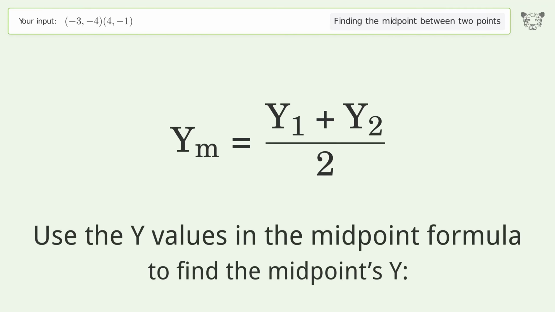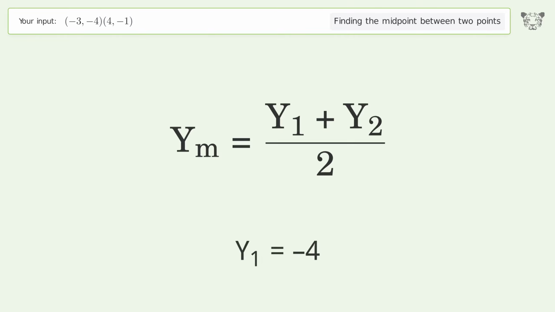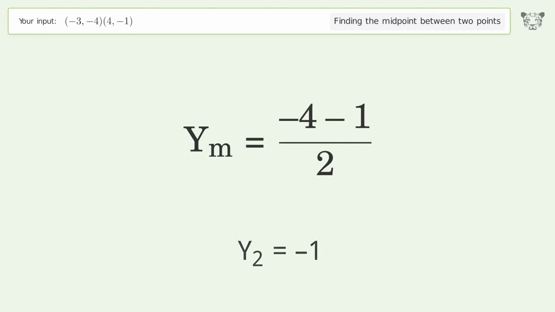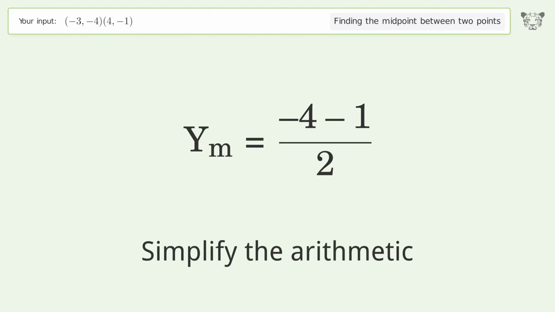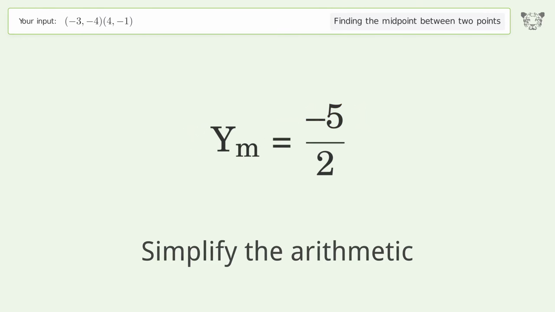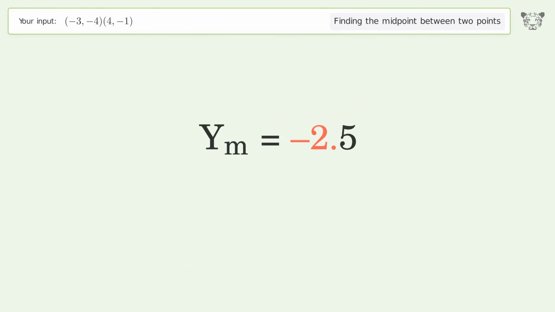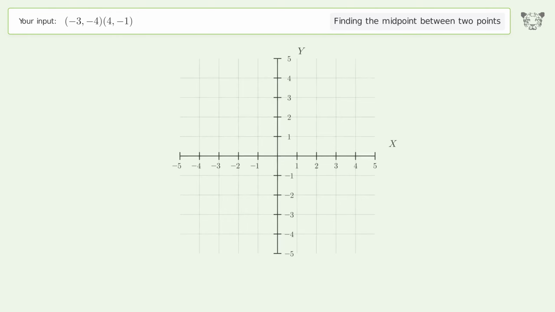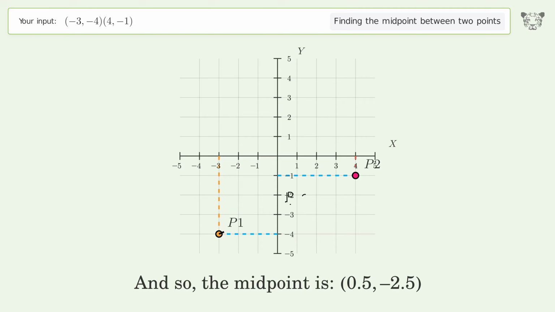Use the y values in the midpoint formula to find the midpoint's y. y1 equals negative 4. y2 equals negative 1. Simplify the arithmetic. And so, the midpoint is 0.5, negative 2.5.